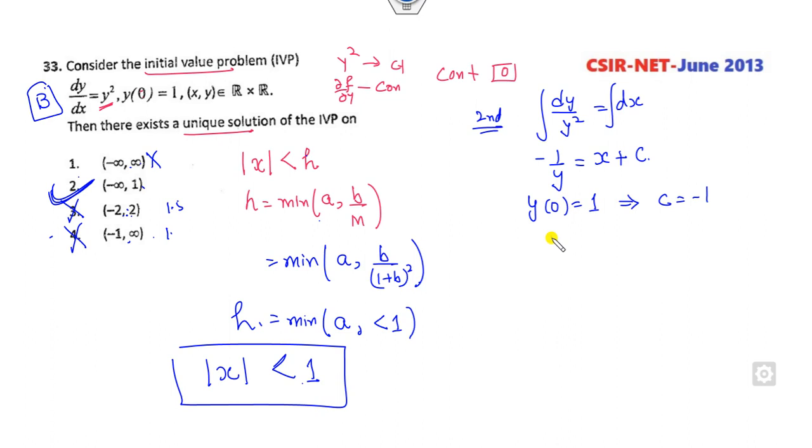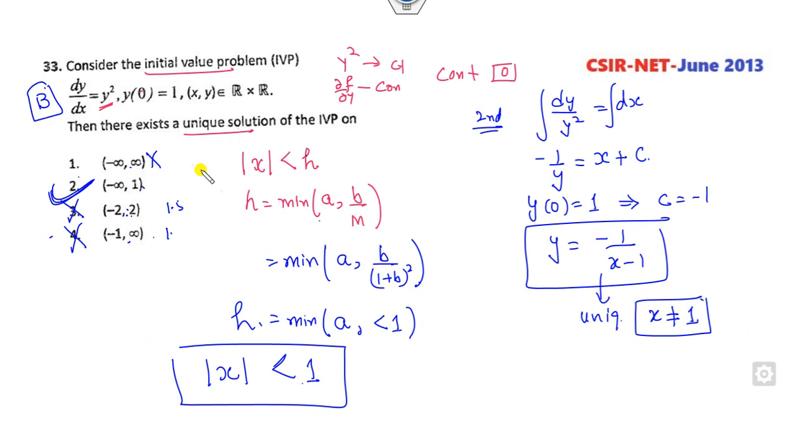So clearly this has a unique solution provided x is not equal to 1. So which of the intervals does not include 1? 1 is included, so this option is cancelled; 1 is included, this is cancelled; 1 is included, this is cancelled. Only the option which does not include 1 is the right answer.